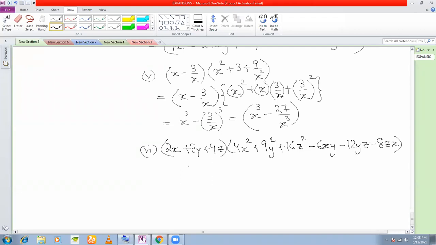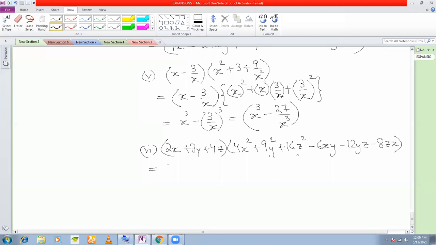Okay, now if you see, this looks like your a plus b plus c. If you take a as 2x, b as 3y, and c as 4z, then this is your a square, this is your b square, and this is your c square. So what does it look like? It looks like a plus b plus c into a square plus b square plus c square minus ab minus bc minus ca, isn't it? Minus twice ab minus twice bc minus twice ca. It looks like that. So we'll try to see what form this is, which is equal to what? A plus b plus c whole square. So we'll try to bring it to that form.